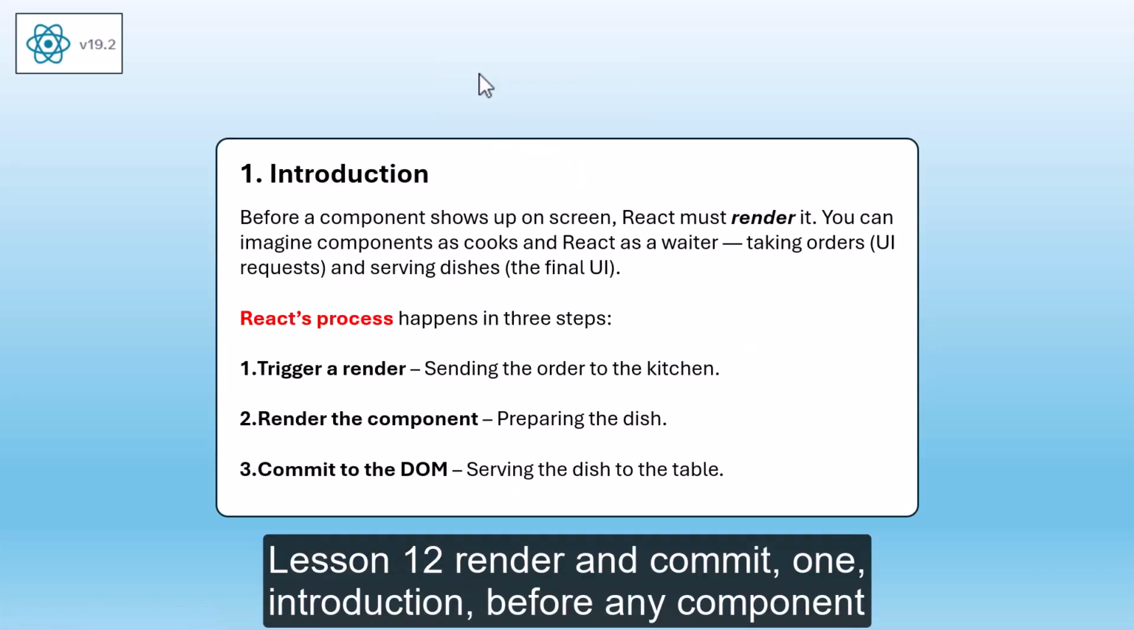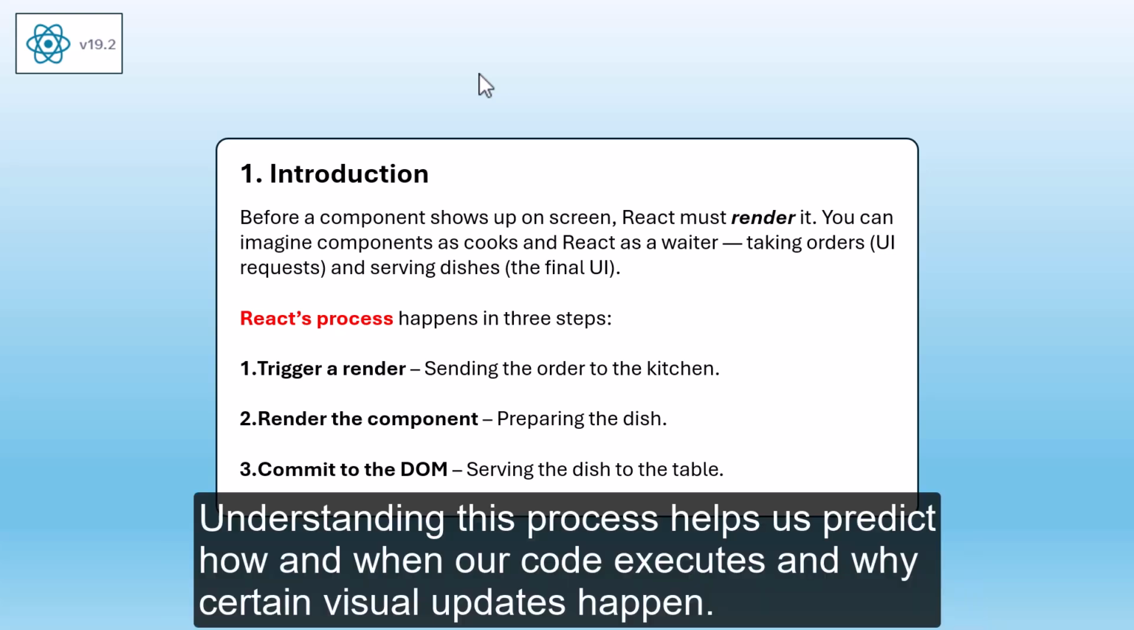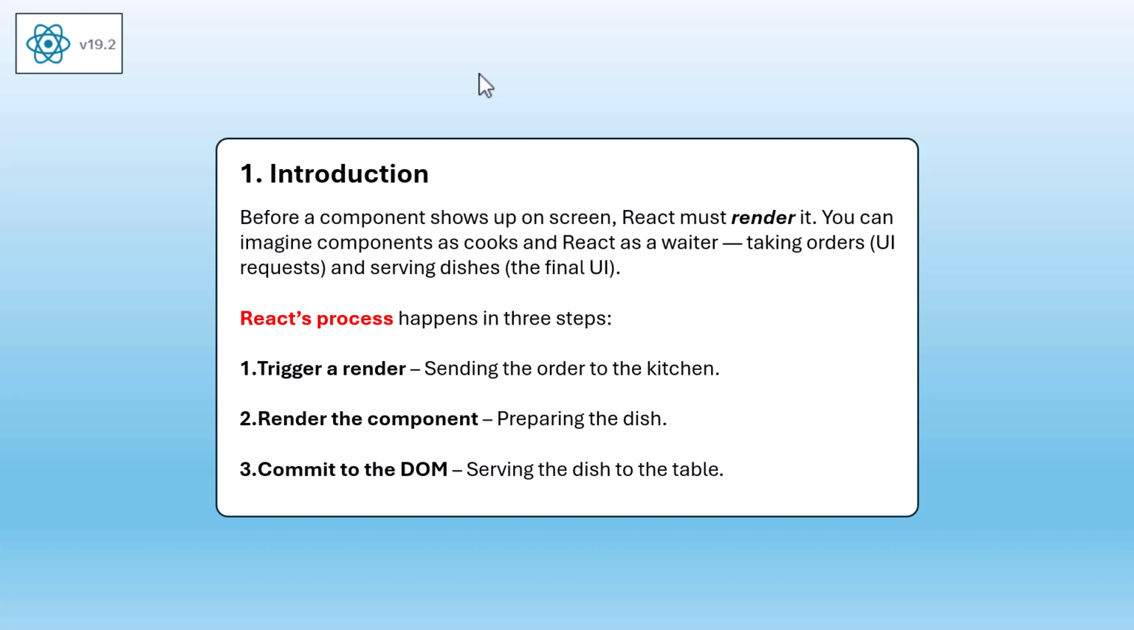1. Introduction. Before any component in a React application appears on screen, React must go through a process known as rendering. Understanding this process helps us predict how and when our code executes, and why certain visual updates happen.